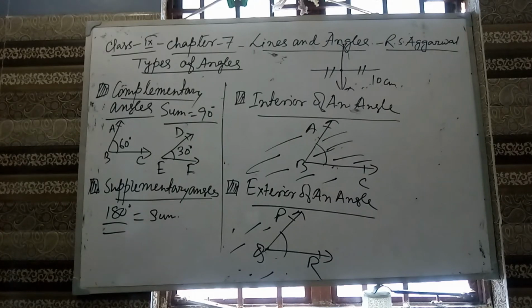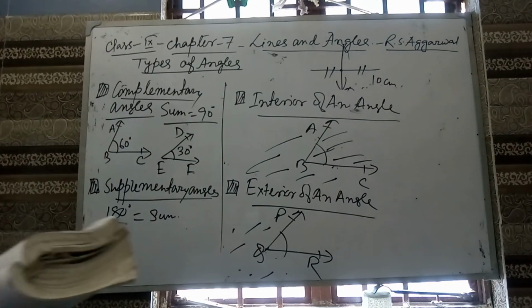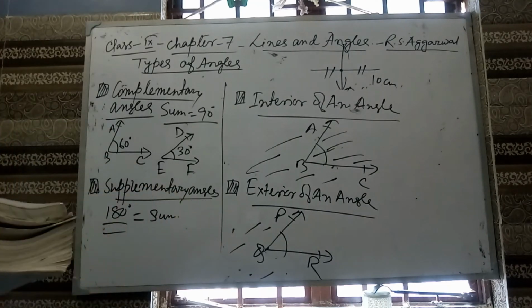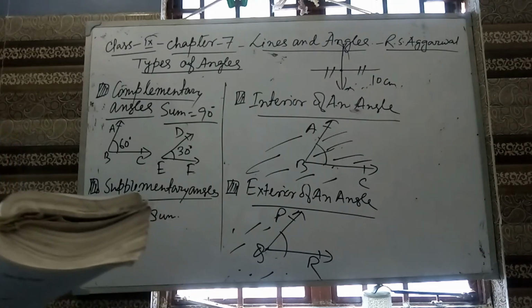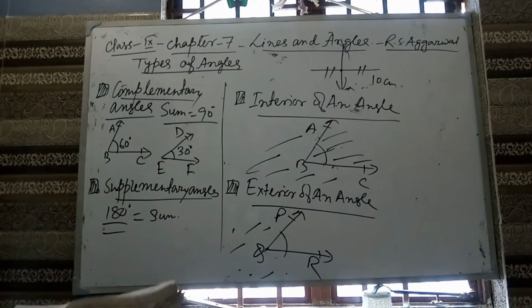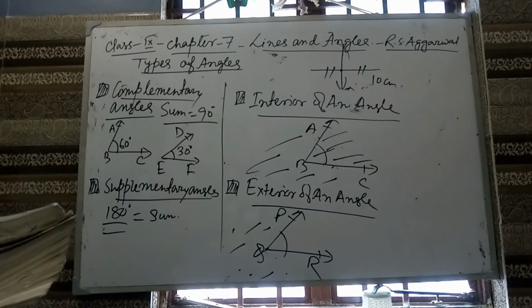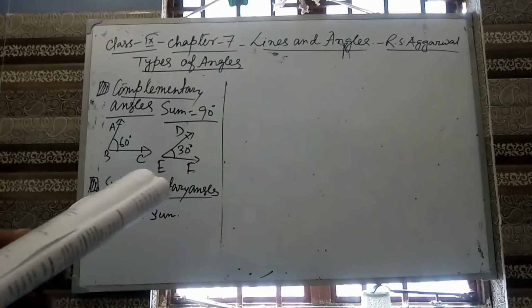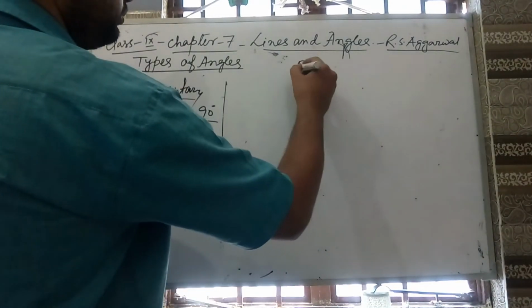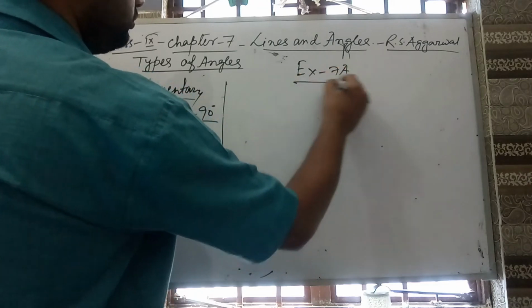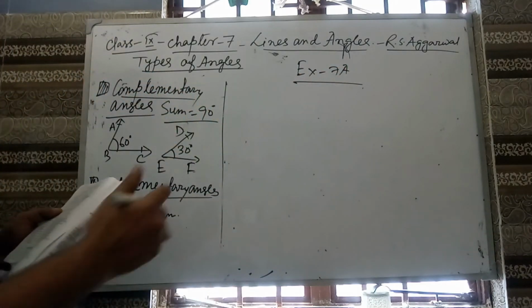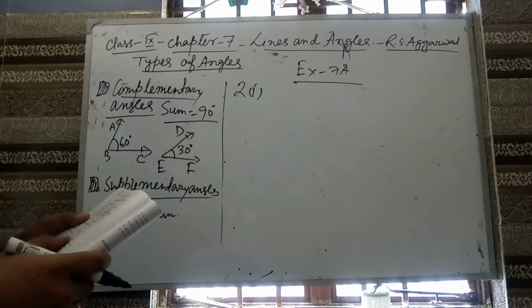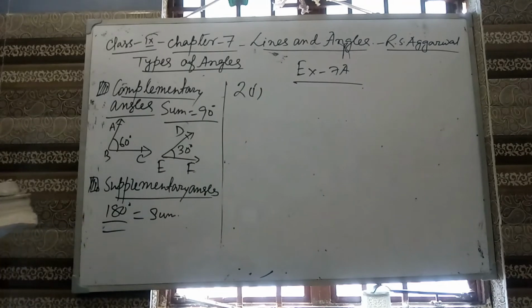Now everyone open exercise 7a. I am giving you exactly 10 minutes of time to complete it, and after 10 minutes we will be solving if you have any doubt. Exercise 7a. We are starting with question number 2 Roman 1. The question is, find the complement of each of the following angles.